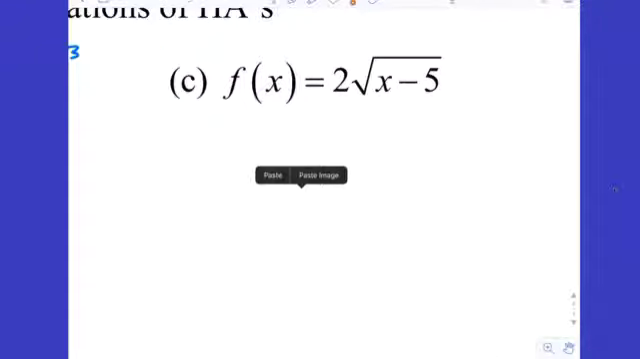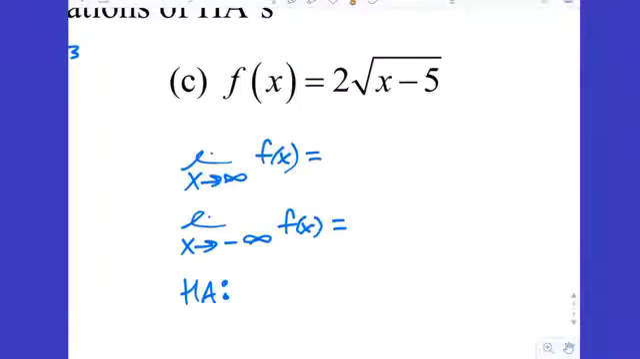All right, let's copy and paste this one. Doing the same thing, what would be the limit as x goes to infinity? Well, what do you get when you plug in an infinity? What's infinity minus 5? Infinity. And what's the square root of infinity? Infinity. And what's infinity times 2? Infinity. So there's the right-hand behavior.